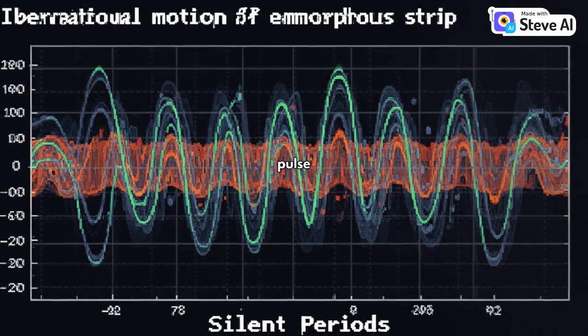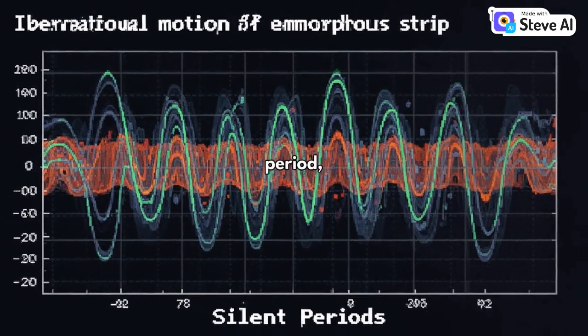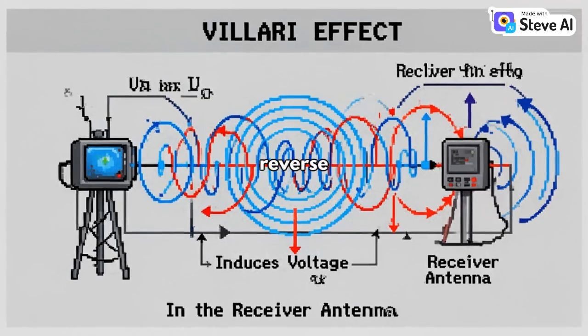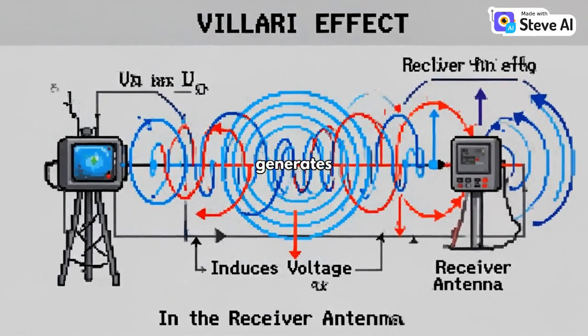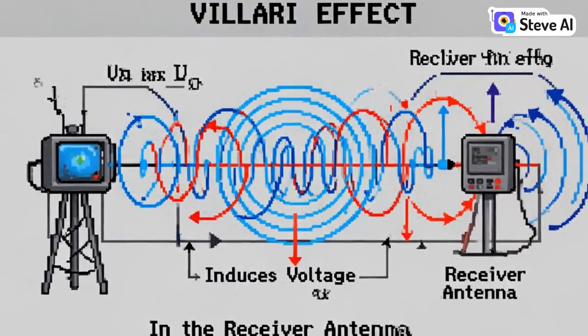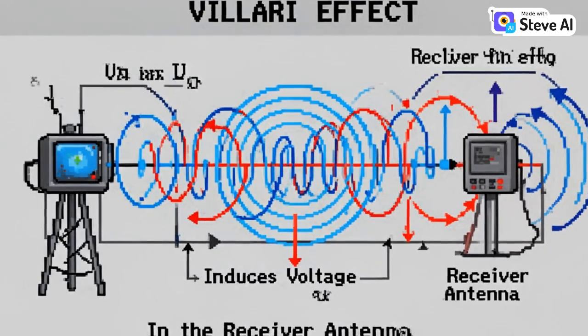When the transmitter pulse stops during a designated silent period, the amorphous strip continues to vibrate due to mechanical inertia. Through the reverse magnetomechanical effect, known as the Villari effect, this remaining vibration generates a residual magnetic flux that induces a small voltage in the receiver antenna.